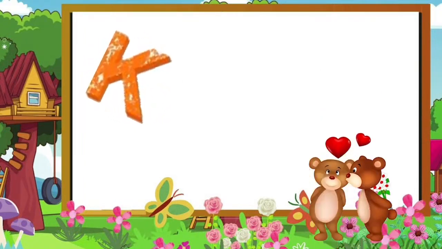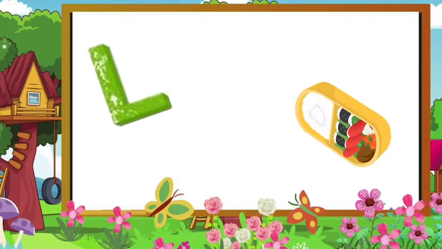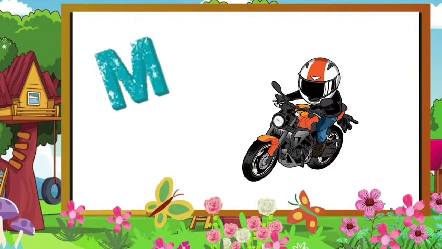Jupiter, J for Jack. K for Ketchup, K for Kiss. L for Lady Finger, L for Lunch. M for Mushroom, M for Motor. N for Noodles, N for Nuts. O for Omelette, O for Onion. P for Popcorn, P for Pumpkin. Q for Quick, Q for Quarter.